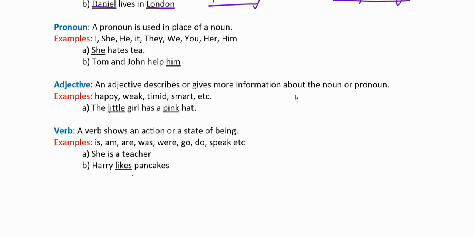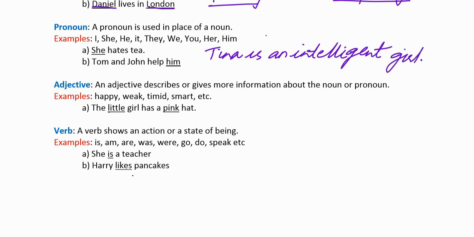What is a pronoun? A pronoun is used in place of a noun. Now, why do we have to use it in place of a noun? Well, I'll give you another simple example here. If I write Tina is an intelligent girl, Tina has many friends.